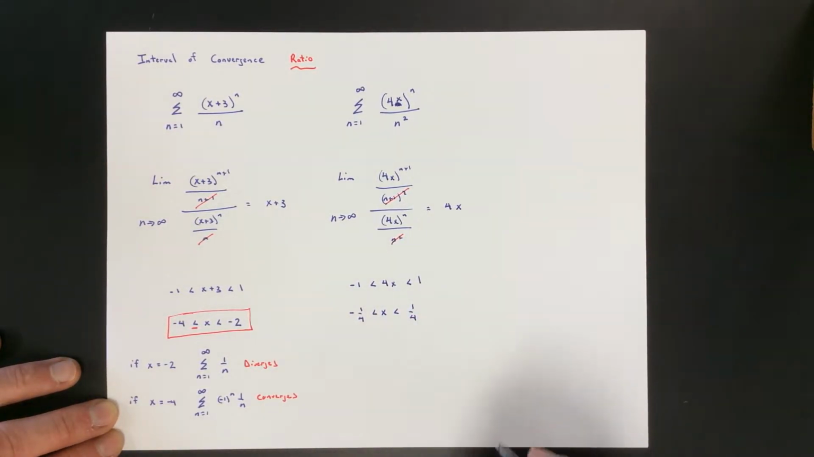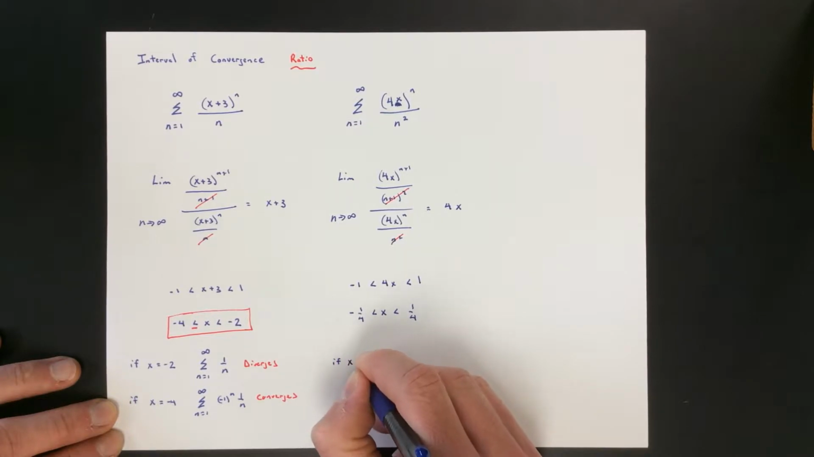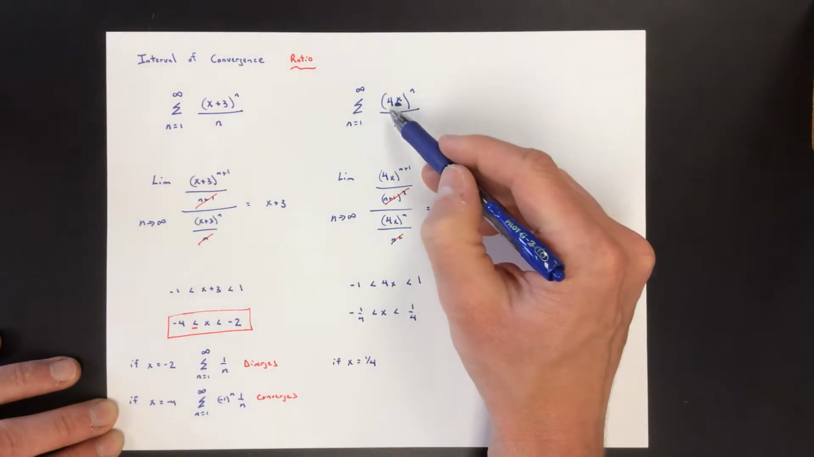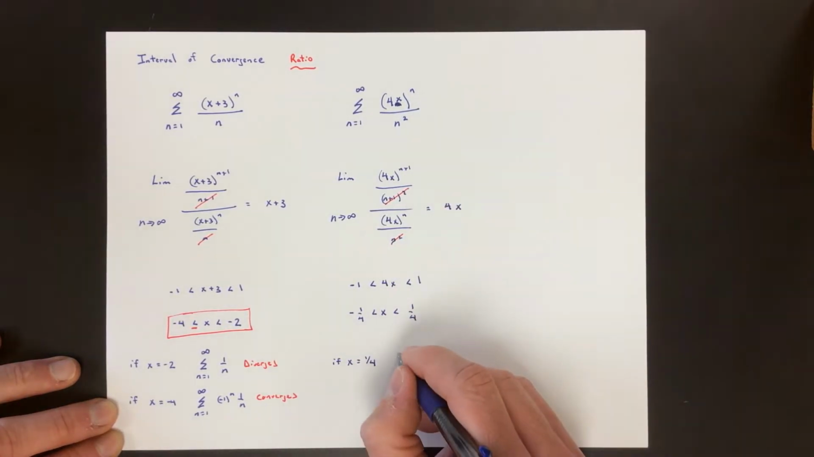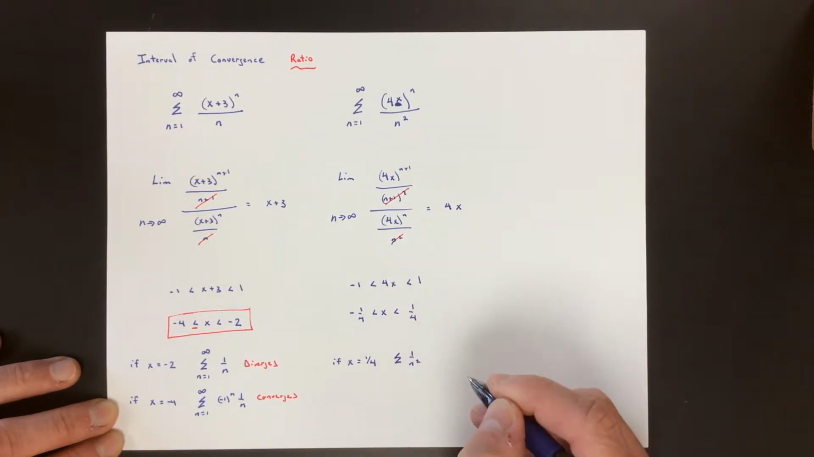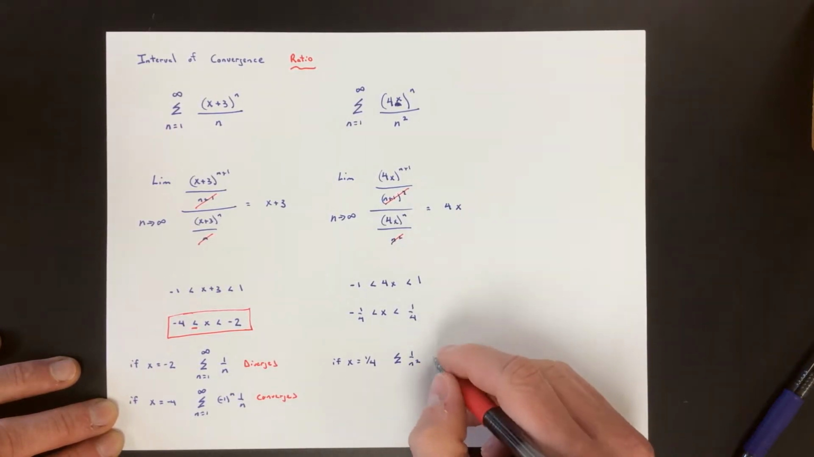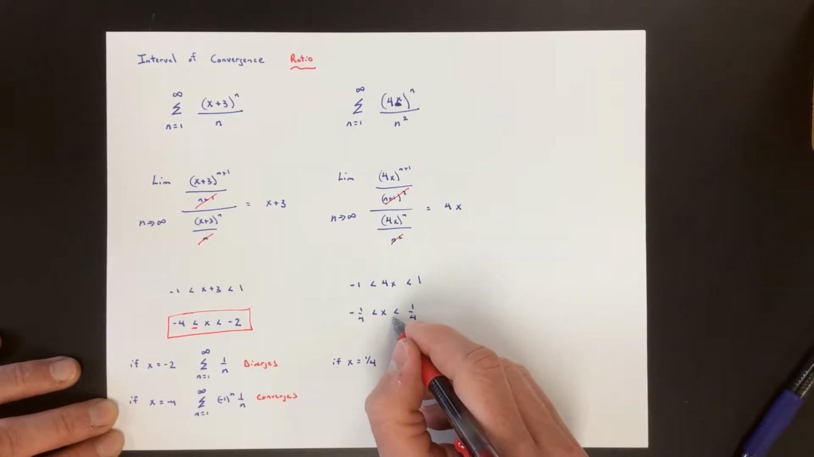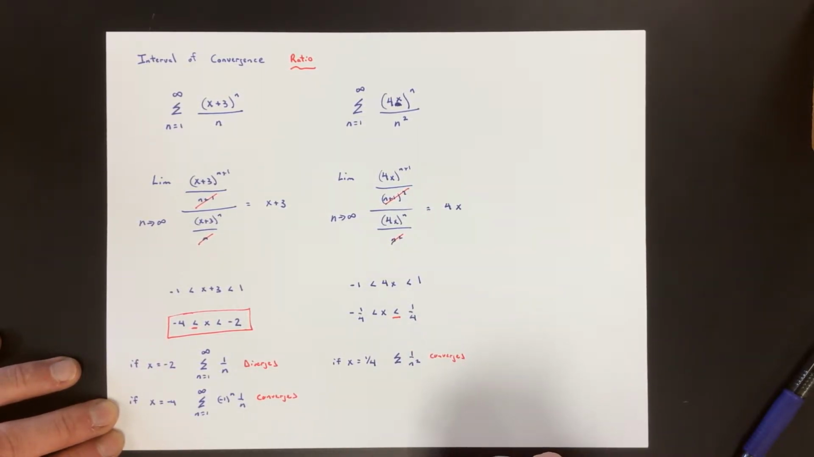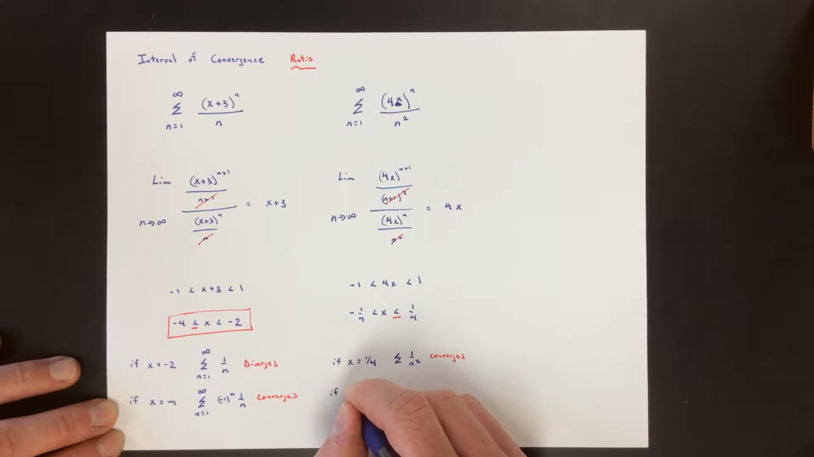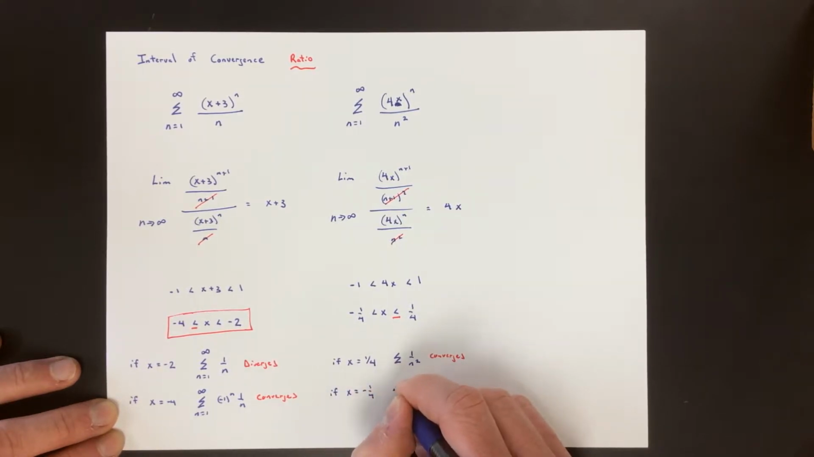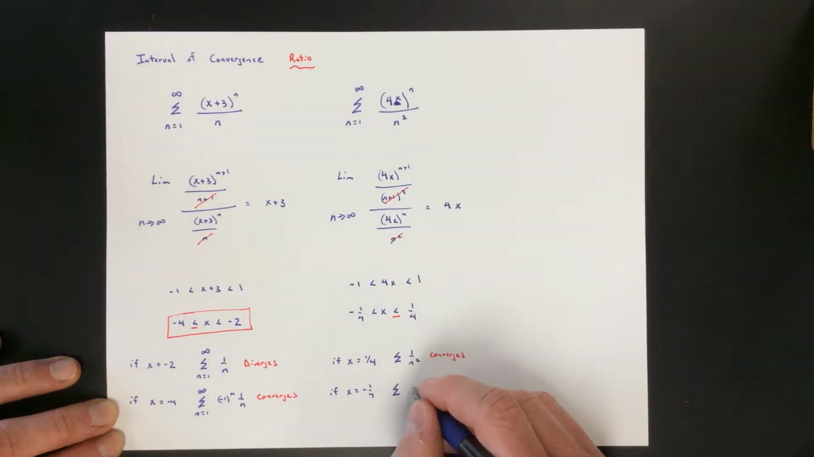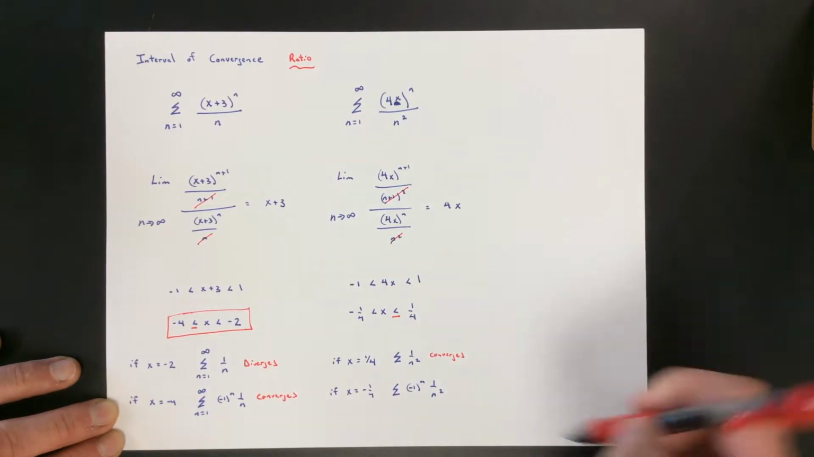Now I need to look at the endpoints again. Okay, so if x is exactly 1/4, 4 times 1/4 is 1, 1 to the n is 1, and I get the series 1 over n squared. Well, 1 over n squared converges. So we want to include this endpoint. Okay? That endpoint is part of the converging interval. Anything in between there, of course, converges on the ratio test. And now what happens if x is equal to negative 1/4? Well, hopefully you can guess that a negative 1/4 just makes this alternate, so it adds a negative 1 to the n, 1 over n squared. But this alternating series, well, it also converges.